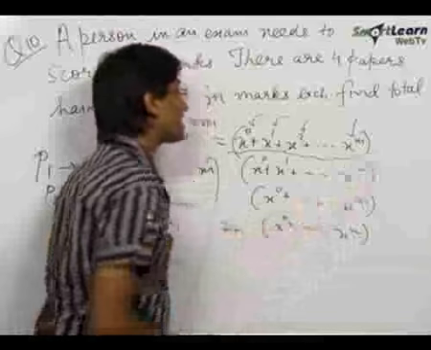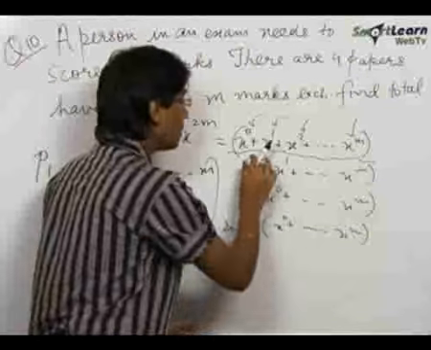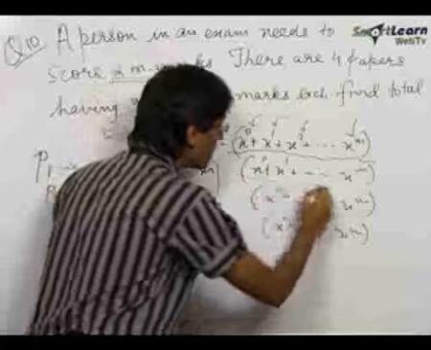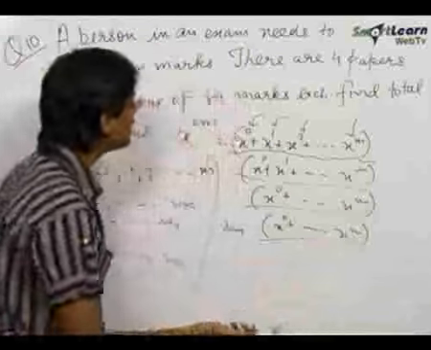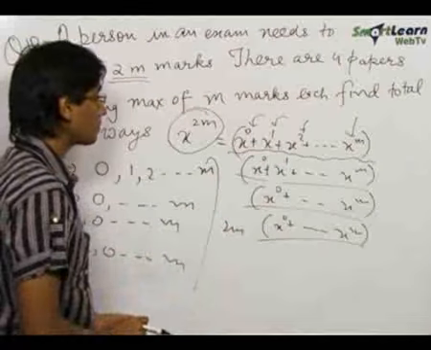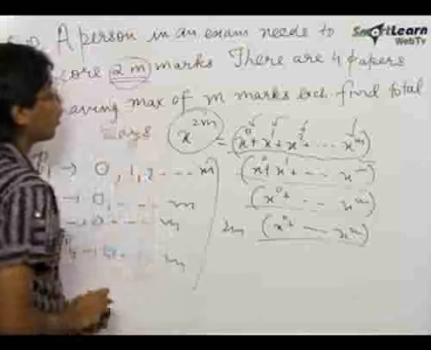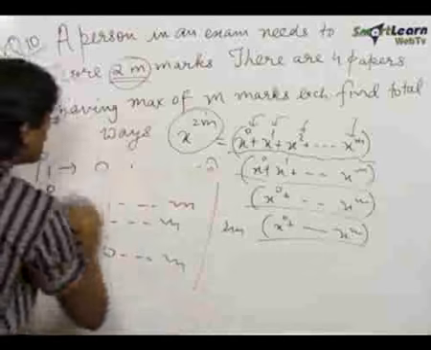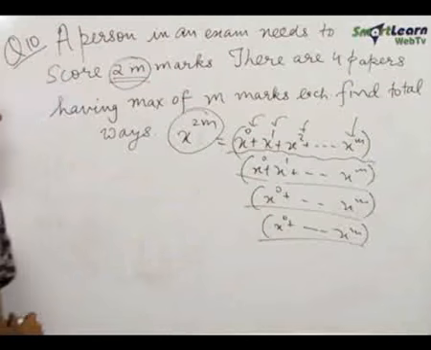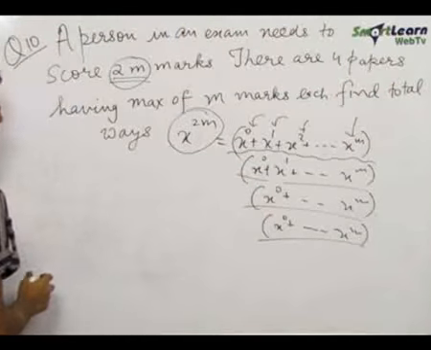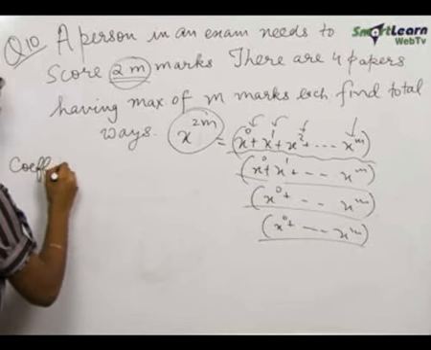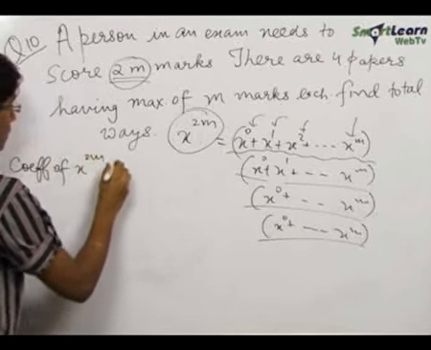There are m plus 1 cases, and hence we have written this in the form of x power 0 plus x power 1 up till x power m, and the same thing for paper 2, paper 3 and paper 4, and we need to find the coefficient of x power 2m from this entire product, because the person needs to score a total of 2m marks. Now this is a GP having the first term 1 and the number of terms equal to m plus 1.